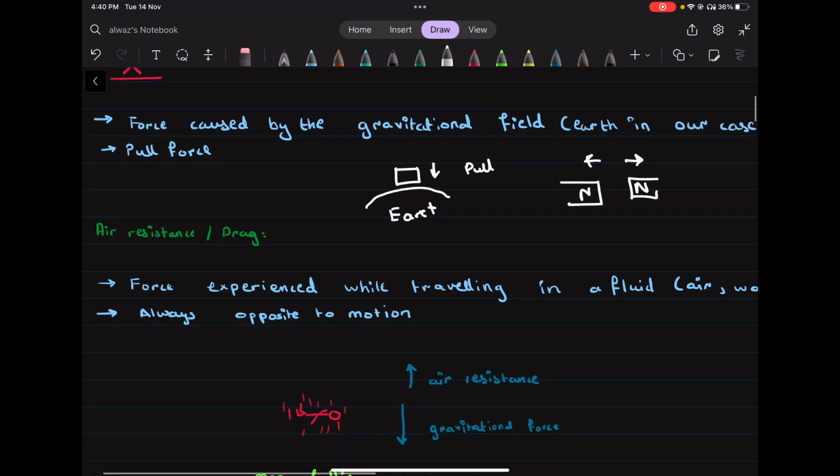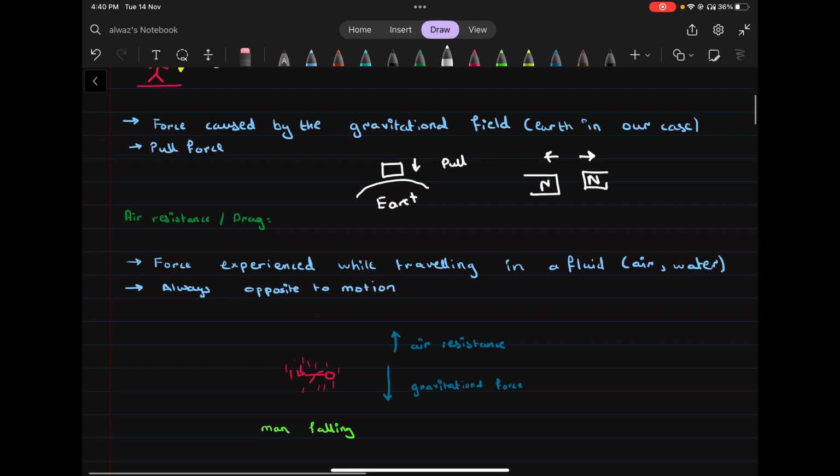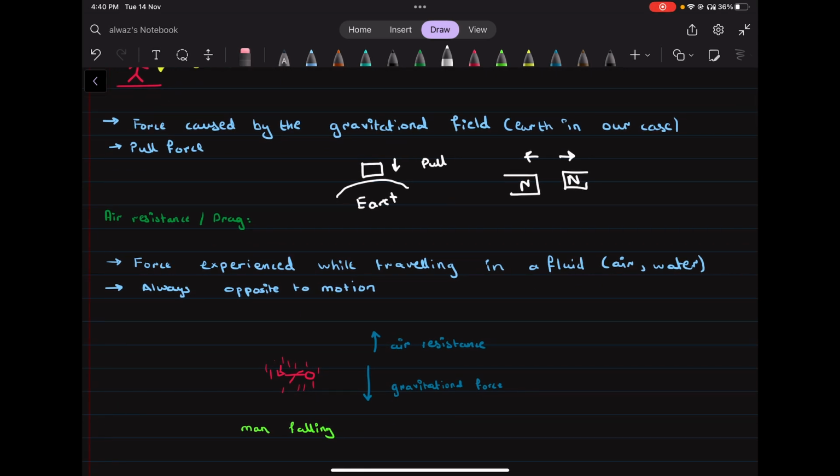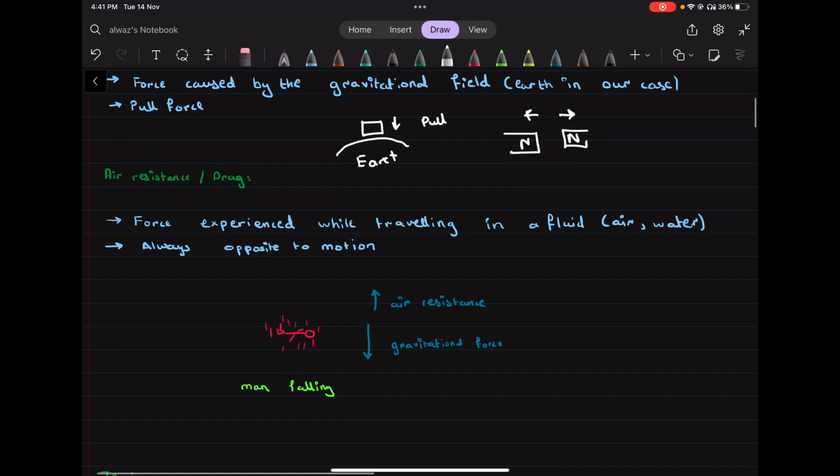The next force that we have is air resistance or drag. The force experienced while traveling in a fluid, something like air or water, is called air resistance, and it is always opposite to the motion. Just remember that a fluid is, for example, the air around us or water or any kind of liquid. So if we're, for example, traveling in the air, whichever direction that we move in the air, we're going to experience a force opposite to that.